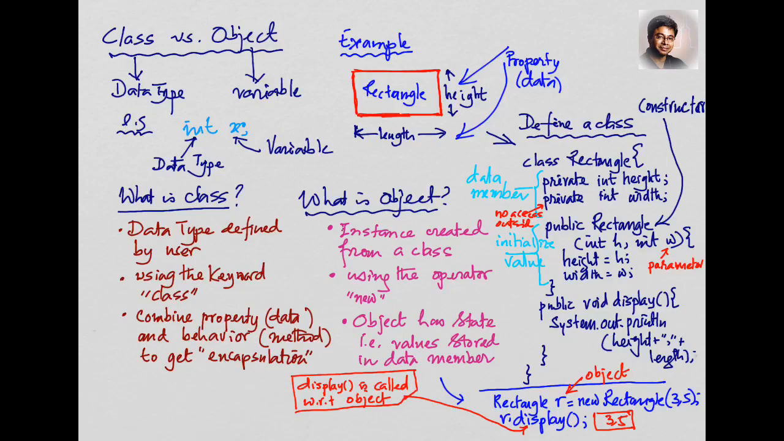Let us talk about class and object. Class and object, when you look at it, is basically two different aspects. One is class is a data type and object is a variable. If we remember, in structured programming, we have integer x. Integer is a data type and x is a variable.